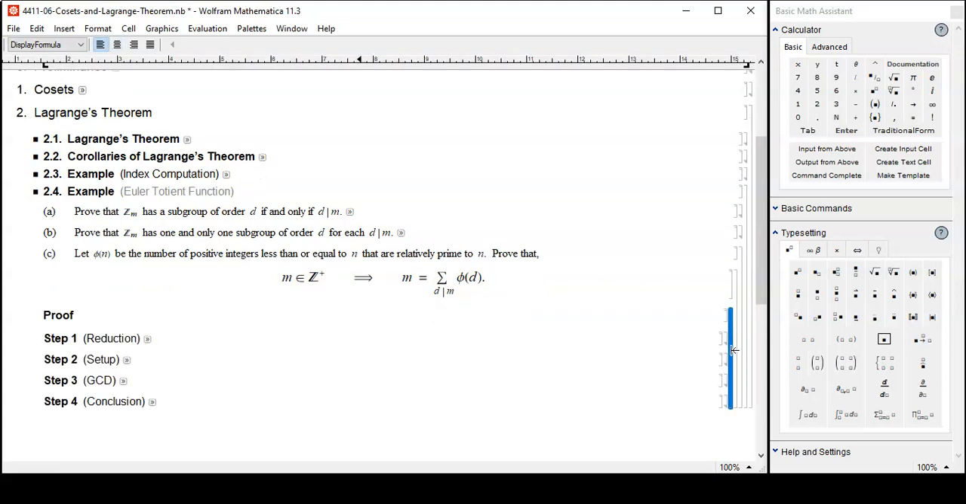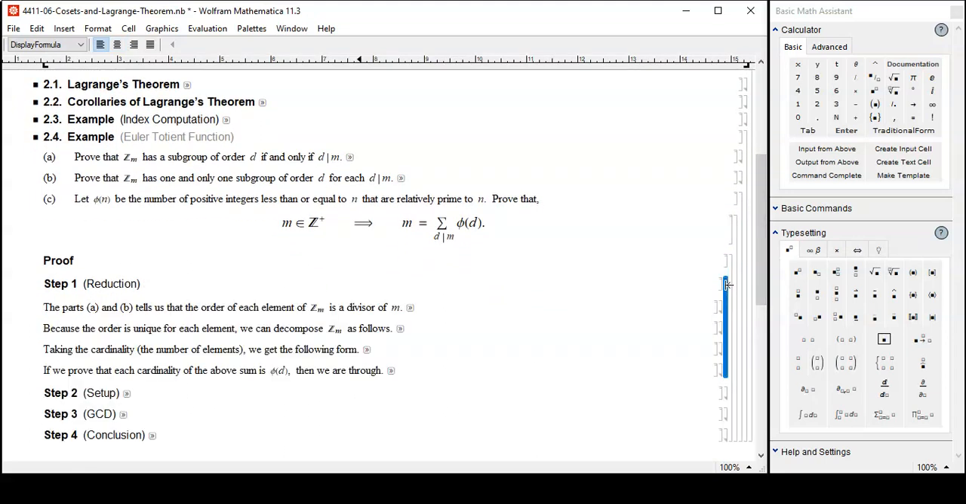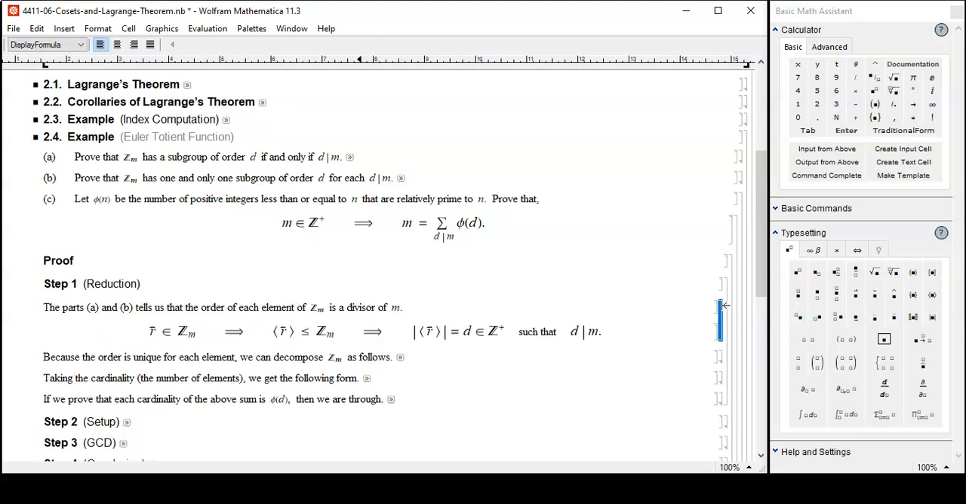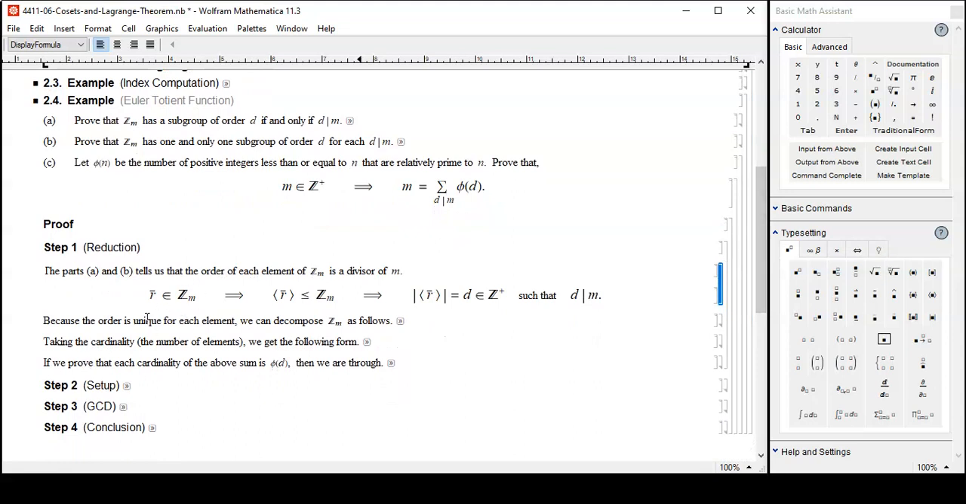Okay, let's begin. We have to do it in several steps, and step 1 is a reduction. Let's begin with Zm, and we're going to utilize part A and part B. Select any element from Zm, say r bar, then you can form a cyclic subgroup generated by that element r bar. And if you apply Lagrange's theorem, then that order must divide m, the order of the group. And of course, this order is unique.